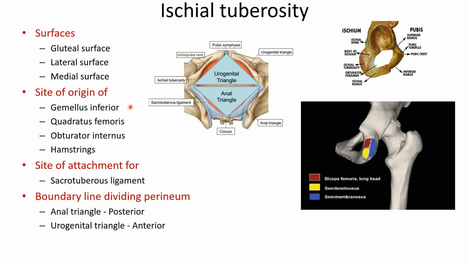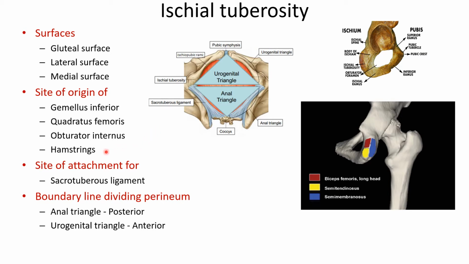The gemellus inferior, quadratus femoris, and obturator internus are called the lateral rotators of the hip. They are small muscles which produce lateral rotation of the hip, and you have seen them during the dissection of structures under cover of gluteus maximus.